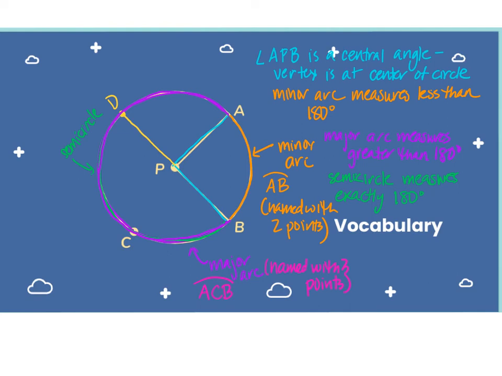And then if we were to name the semicircle DCB, we also name that with 3 points, DCB, and that would be arc DCB. And notice we put that little curved arc above to signify that we are talking about arcs. And arcs are measured in degrees, just like angles.